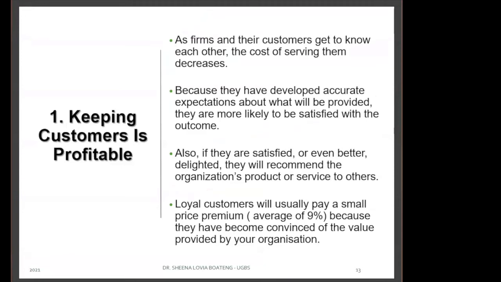So it is profitable for a firm to be able to keep its existing customers than to always go in search of new ones. This is because when you are able to serve the existing customers well, it becomes very easy for them to, one, recommend you to other people. So they will do the selling for you. They will start looking for other customers for you, which saves you the money, the time, and the effort of going in search of your own customers, of new customers, sorry.